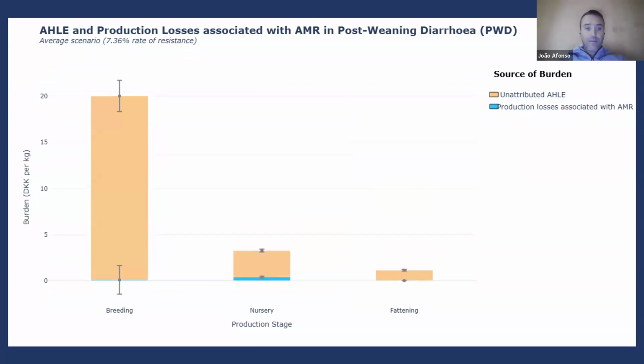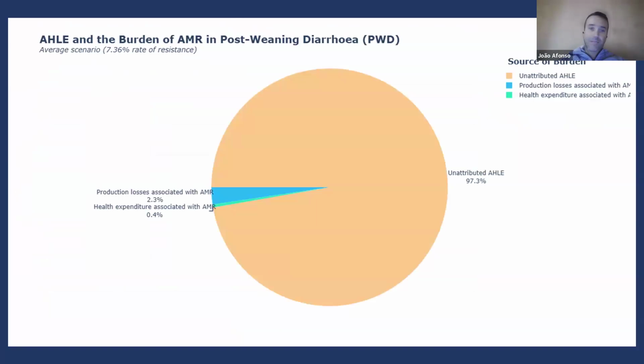We can also see the burden according to kilogram of biomass, and appreciate the same information displayed in the first graphic of this case study, but displayed in relative terms. So here you can appreciate that health expenditure only contributes 0.4% to the total burden.